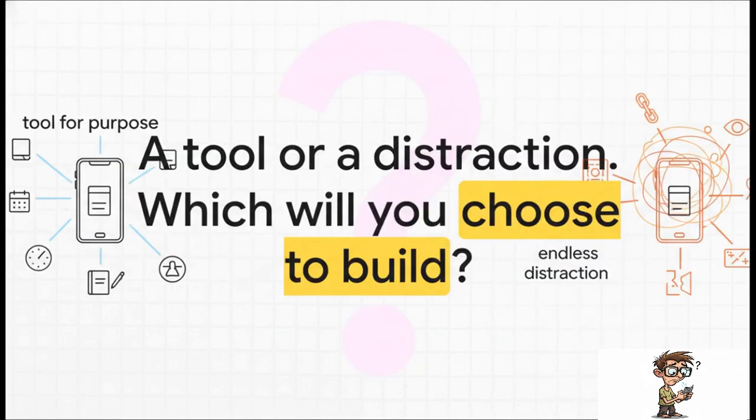So there you have it. That's the blueprint for a more focused, more productive academic life, right from the device that's already in your pocket. The choice is really simple. Is your phone going to be a tool that you built for a purpose, or is it going to be an engine of distraction? Now you have the plan to choose purpose.